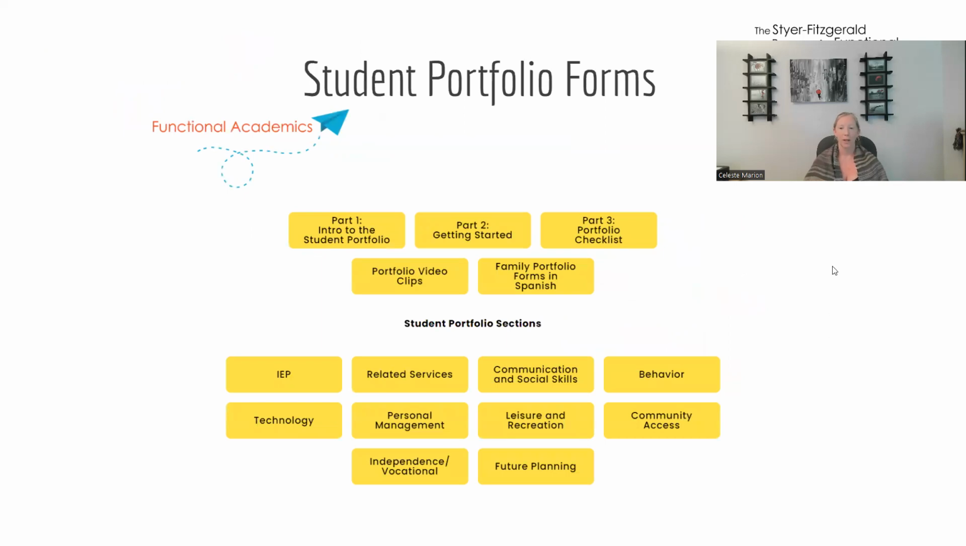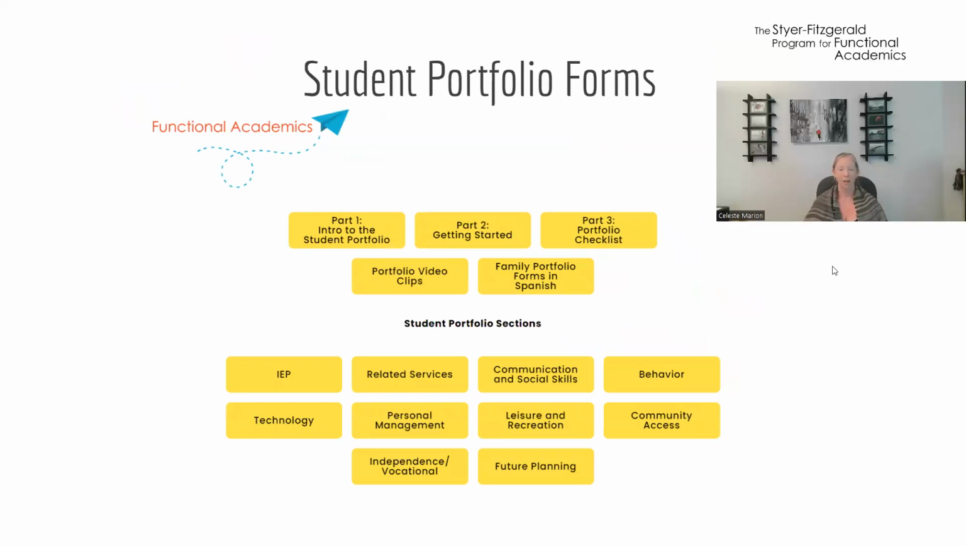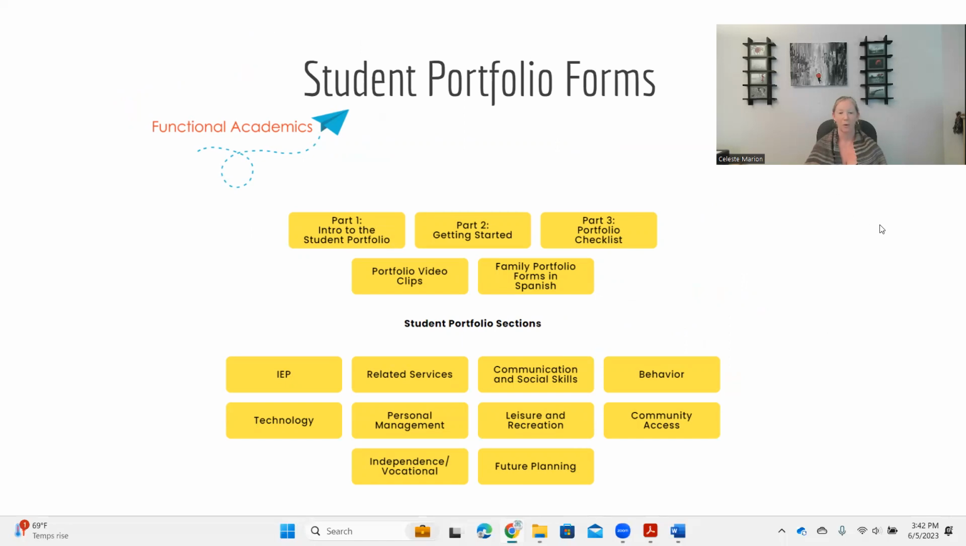Okay. So this is the Functional Academics .NET website. This is what the student portfolio forms page looks like. You can see right up here, this is the teacher's manual. This is just a screenshot of the page, but there's actually more to it on the top. So these part 1s, part 2s, and 3s are very simple, easy reads from the portfolio manual. We do not have, as of yet, portfolio video clips, but we do have those family forms available in Spanish right here. If you would like the forms in the other languages that are mentioned, please reach out to us.